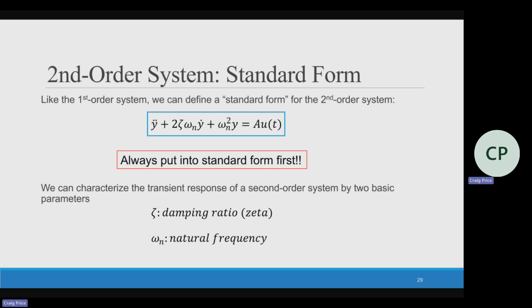So usually I can find the natural frequency first once I have it in standard form. Once I have a number here, take the square root, I find the natural frequency. Then we can plug that in here, we can find zeta. And from those two, we can find a lot of information. We can figure out the settling time, how many oscillations we're going to have, and the maximum overshoot. There's a lot of different things we can calculate once we know that value. Okay, so always put it into standard form first.